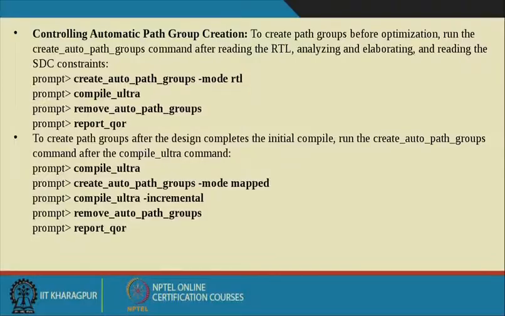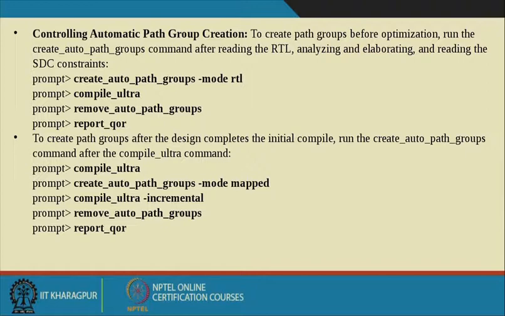If you did the synthesis with different constraints, and the physical implementation with different constraints, that is feasible, but it is not a valid solution, because the constraint will not change; it remains the same from top to bottom. That's why we are more bothered about the constraint file in this early stage of design. So here you see create_auto_path_groups -mode RTL.